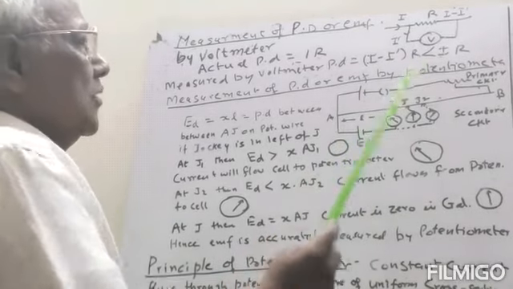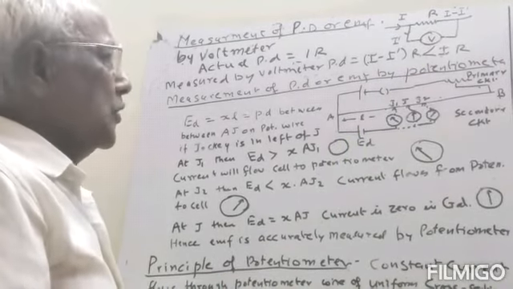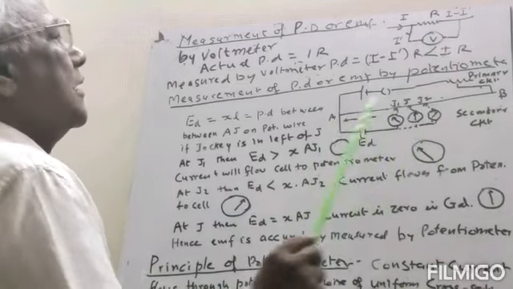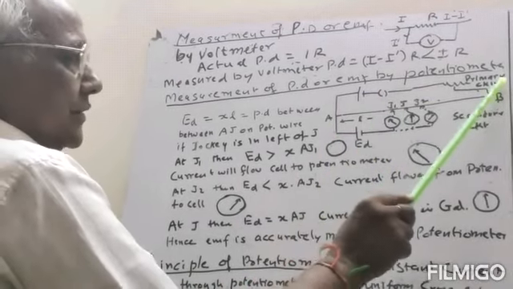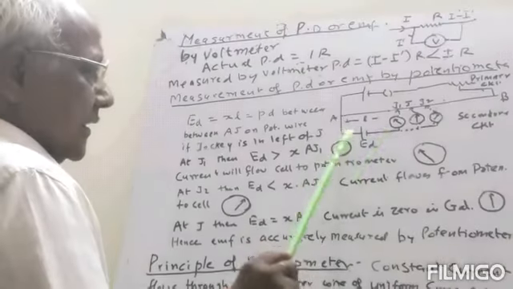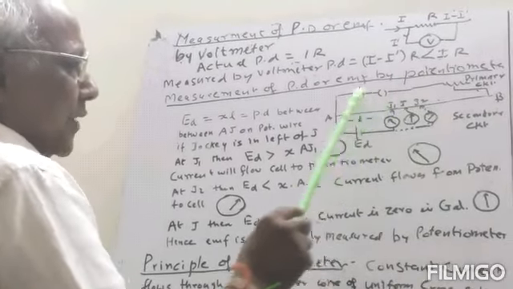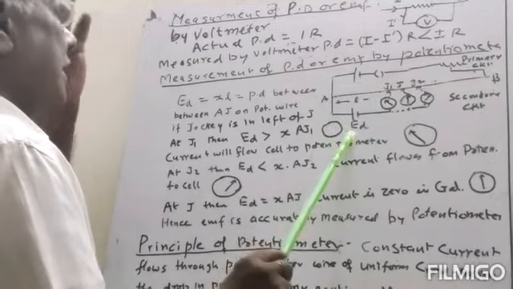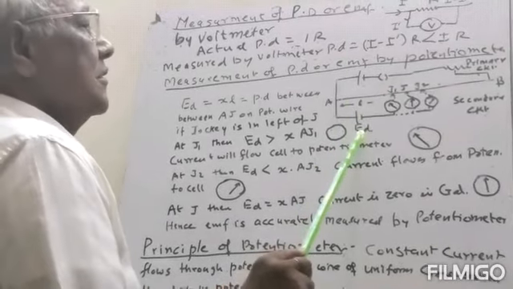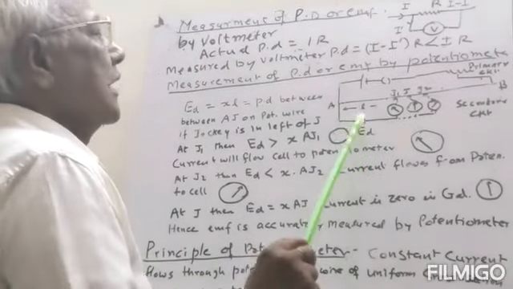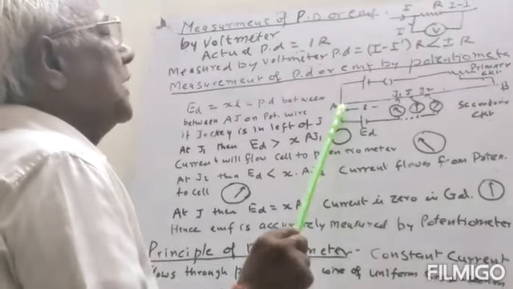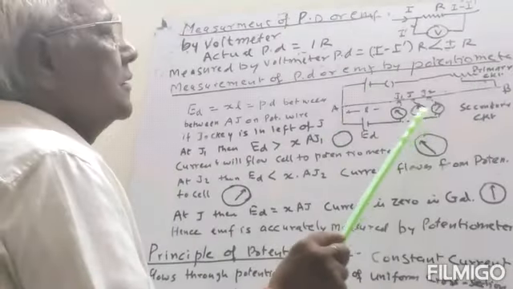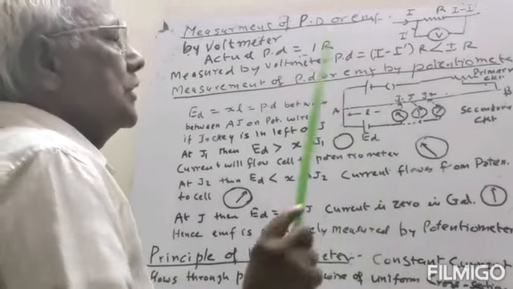Now, if we do the same thing with the help of the potentiometer, suppose this is the potentiometer wire. We take here a battery, key, rheostat, and this upper part is our primary circuit and the lower is known as the secondary circuit. In the secondary circuit, we have a Daniell cell whose EMF is ED. The positive of the Daniell cell is connected to point A, which is the positive of this battery, and we have a galvanometer connected to the jockey.